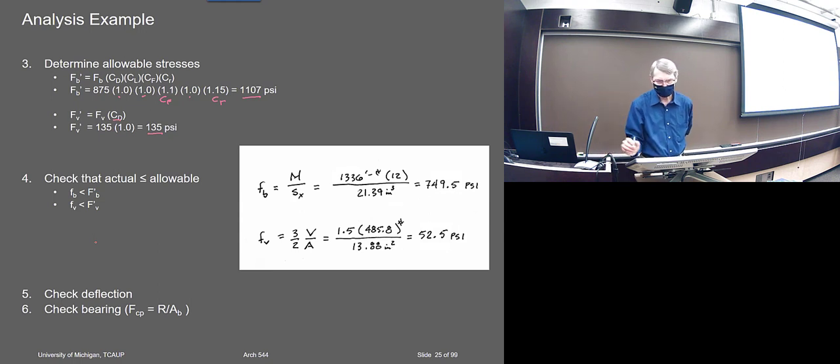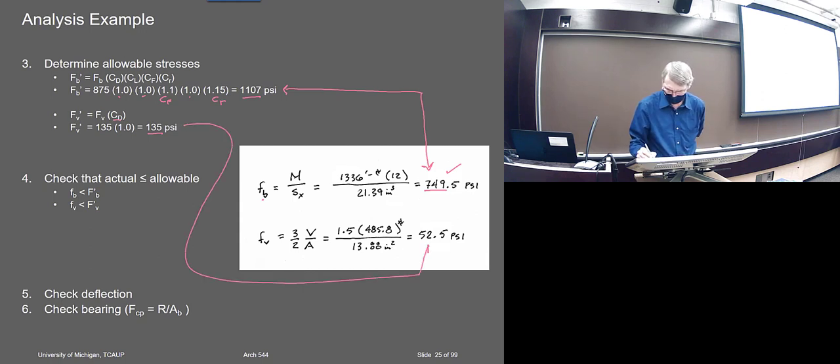Okay, so now we just simply check it. The allowable was 74, so we just compare that with that, and it looks like that's okay. This is less, so that's all right. And we compare that one with that one, and that one's less. Okay, so they both pass.